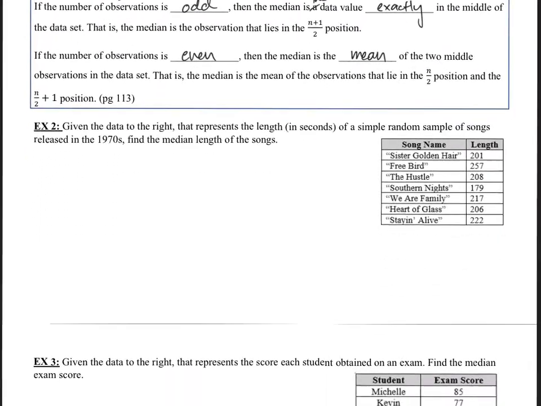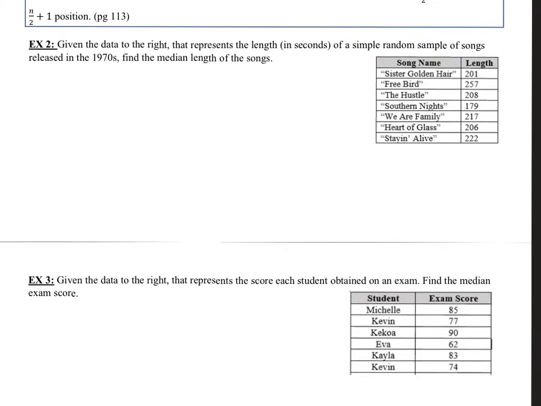All right, let's take a look. So we're given some data to the right that represents the length in seconds of a simple random sample of songs released in the 1970s. Find the median length of the songs. All right, so we have a bunch of songs here. You may or may not recognize some of the titles. I definitely recognize Staying Alive and Heart of Glass.